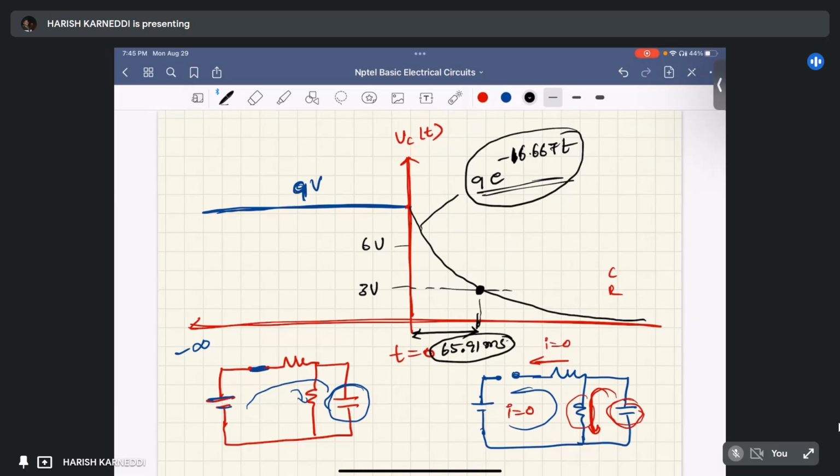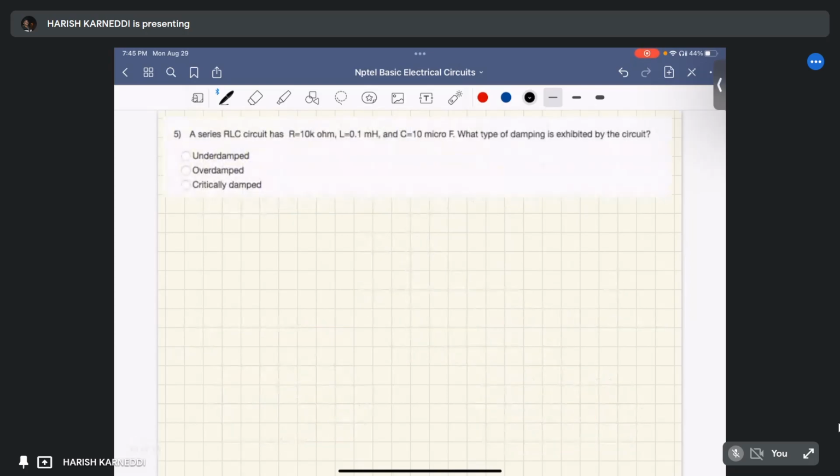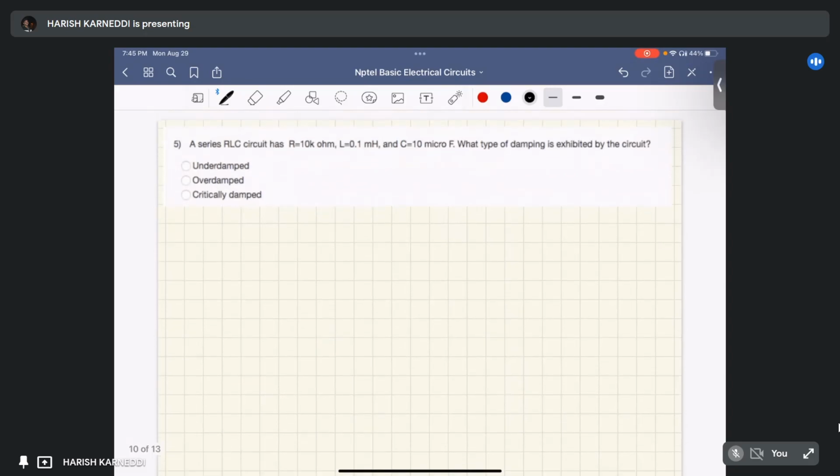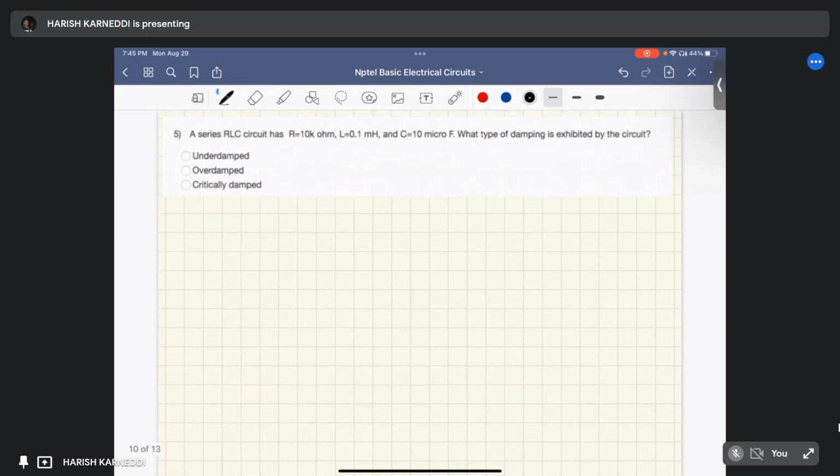I hope this question is clear. Moving to the next question. A series RLC circuit has a resistance of 10 kilo ohm, an inductance of 0.1 millihenry, and a capacitance of 10 microfarad. What type of damping is exhibited by the circuit?